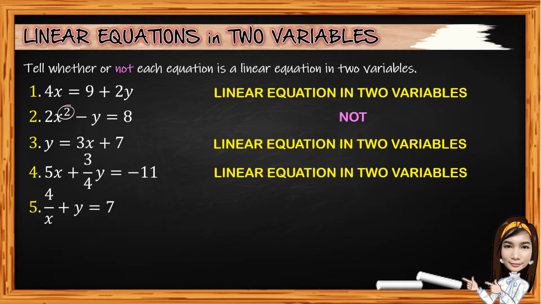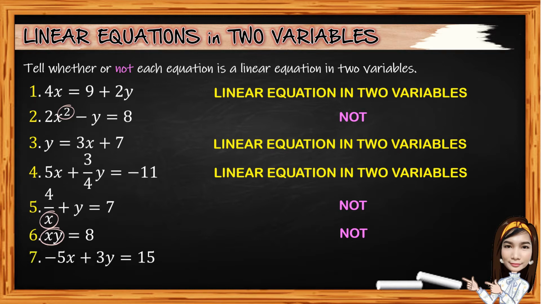For number 5, we have 4/x + y = 7. This is not considered a linear equation in two variables because, as you notice, the variable x appears in the denominator of a fraction. For number 6, we have xy = 8. This is not a linear equation in two variables because the two variables are part of the same term. As I have said earlier, they must be separated by addition or subtraction.